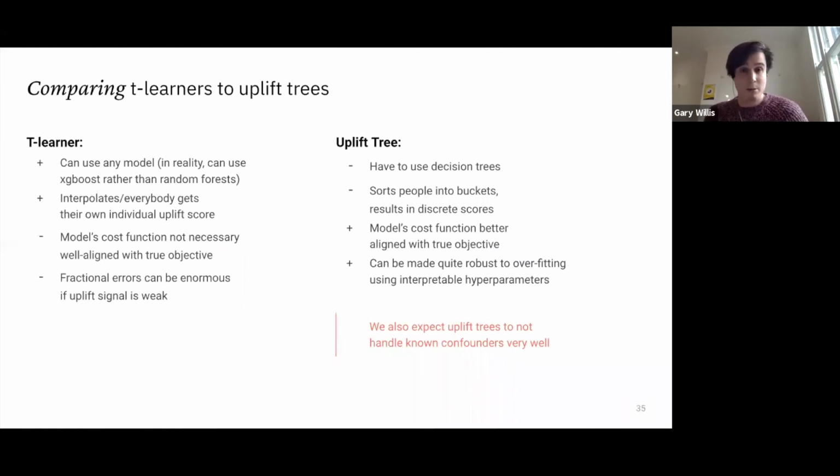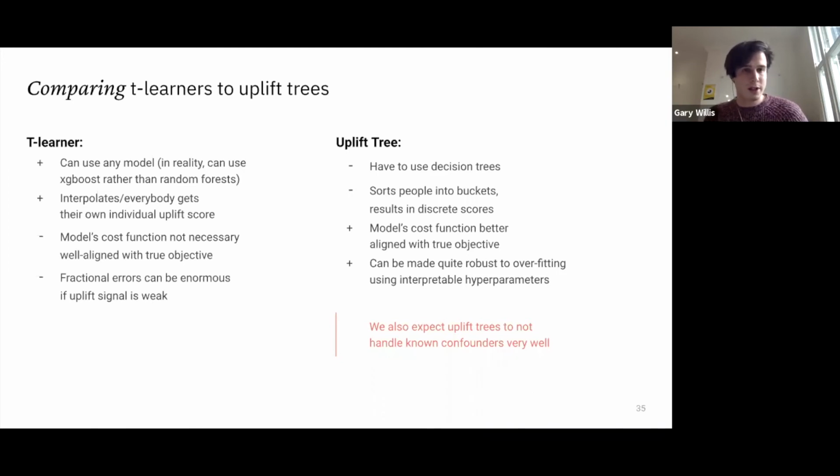So the problem with the uplift tree anyway is that you have to use decision trees, and they're not that optimal for learning complex decision boundaries. In a T-learner, as long as you don't use a decision tree, as long as you use something like XGBoost or a neural network or logistic regression, it can interpolate, so everyone can get their own score, whereas the uplift tree sorts everyone into buckets, and thus you get discrete scores. Although this can be mitigated because you can do the analog to random forest. You can bootstrap aggregate your data and train an uplift random forest. So that does mitigate it a bit, to be fair.